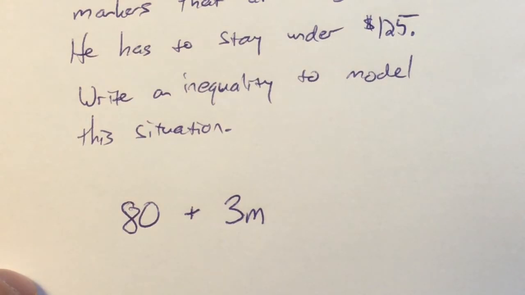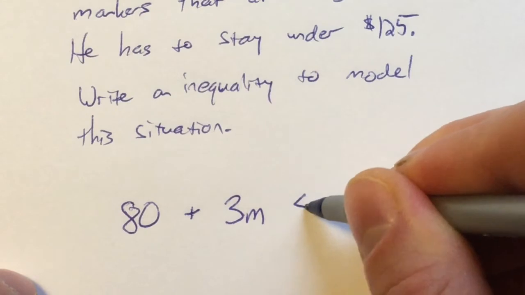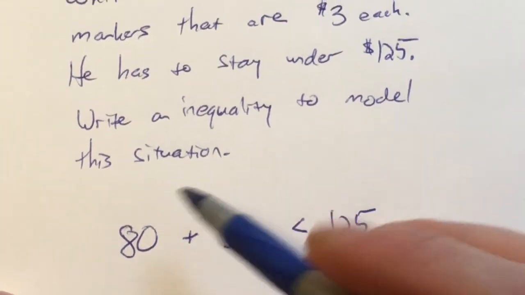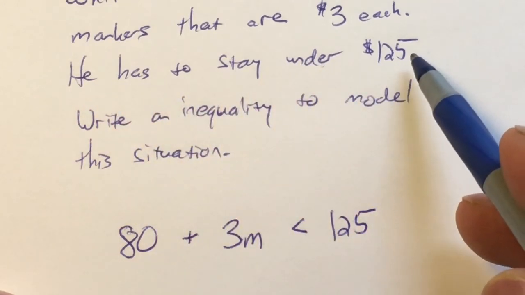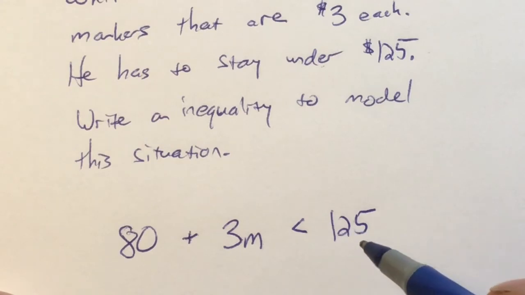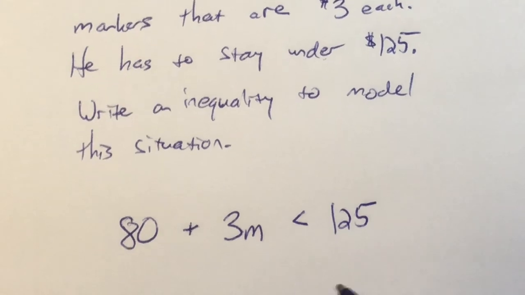Right now I'm not really sure what number that is. And I do know that I need to be under $125. Now, can I equal $125? It says he has to stay under $125. So no, I can't equal $125. I can do $124.99. So here we go.